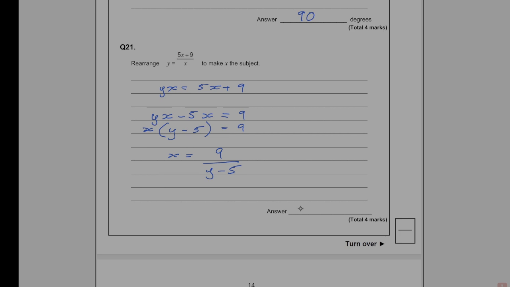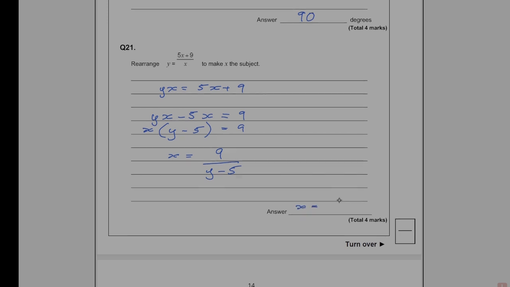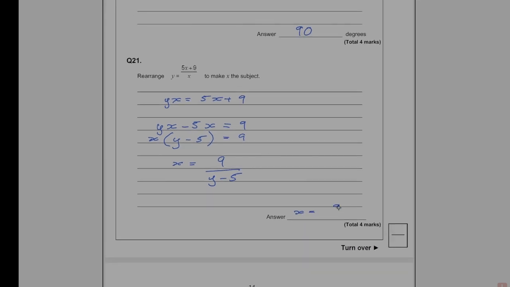Rearrange to make x the subject. So x is equal to 9 divided by y minus 5.